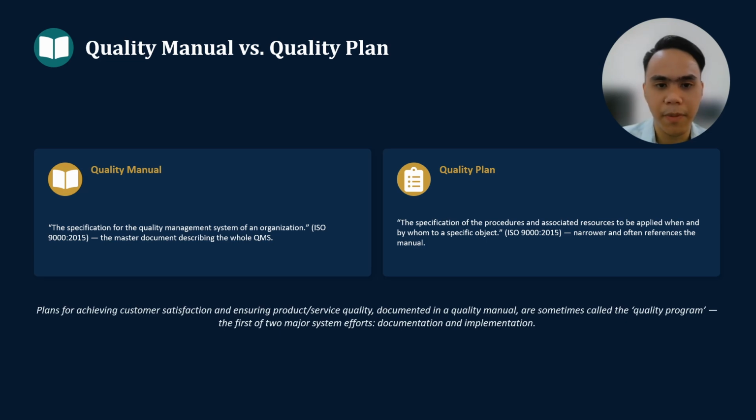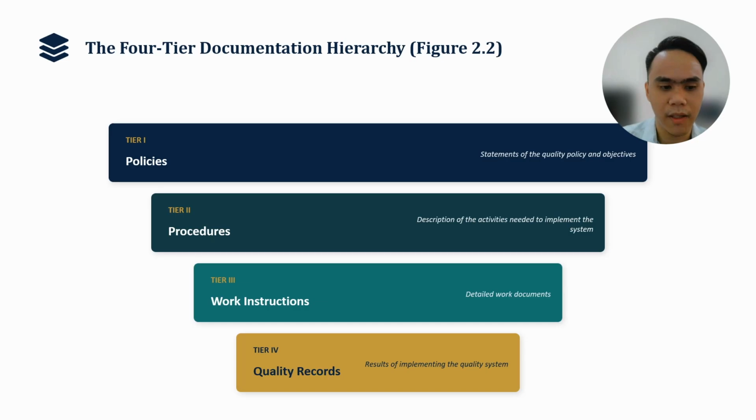The quality program represents the first of two major system efforts: the documentation and the implementation. In other words, writing the quality manual down is only half of the job. Actually implementing what it describes is the other half. So we'll spend the rest of this topic on the documentation half specifically.